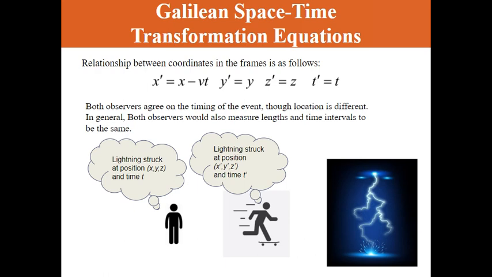Now, the vertical location of the event, the y and z position of the events are the same for both observers, since the only difference between them is the horizontal speed of one frame. And also, both observers would agree that the event happened at the same time.